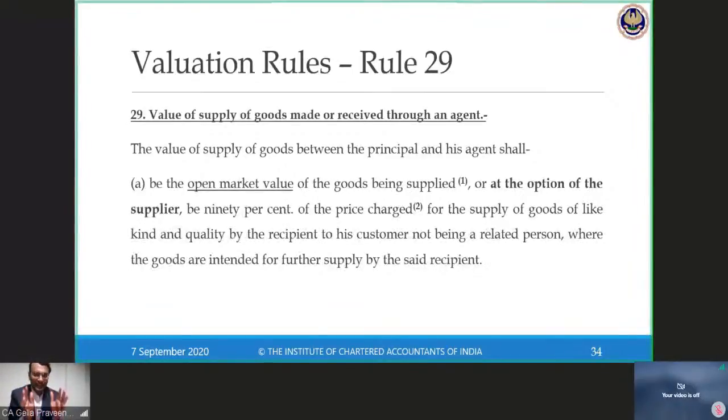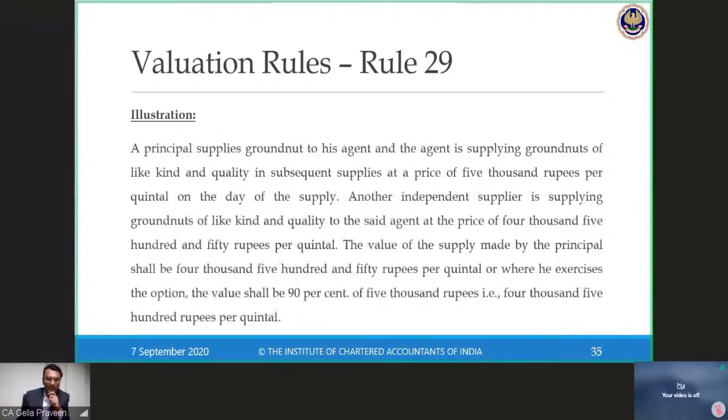So here they say in valuation, first I'll go with your open market value. That is option number 1. Or option number 2, what is that? At the option of the supplier, 90% of the price charged for the supply of goods of like kind and quality by the recipient to his customer, not being a related person, where goods are intended for further supply. So if at all goods are supplied by the agent to the end customer, whatever that end price is, 90% of that price charged shall be adopted by the principal. That is what they are trying to talk about in your rule number 29.